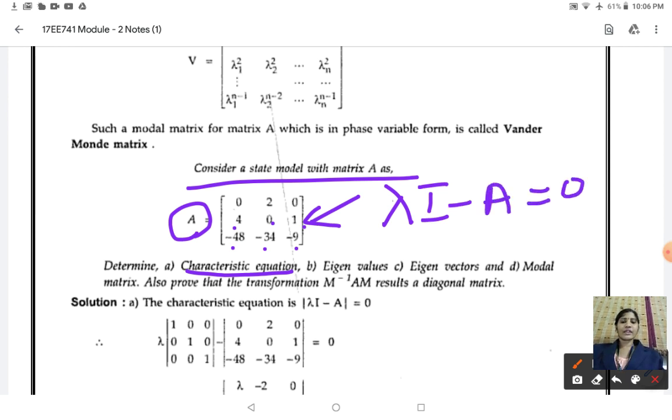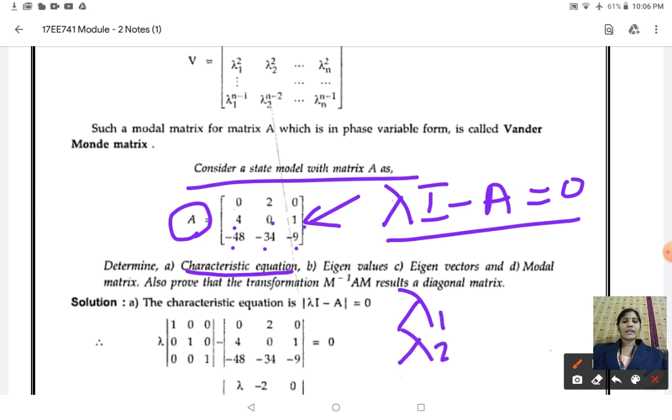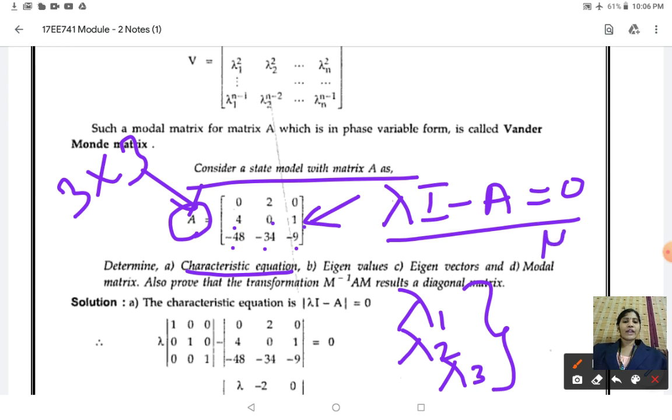To identify the characteristic equation, the formula to be used is |λI - A| = 0. And from this, you find the roots of the characteristic equation. After framing the equation, you will find the roots, which are λ1, λ2, λ3. If the order of the matrix A is 3 cross 3, it means there are 3 state variables. Therefore, you will be getting 3 eigenvalues. And you need to identify your eigenvectors M1, M2, M3.